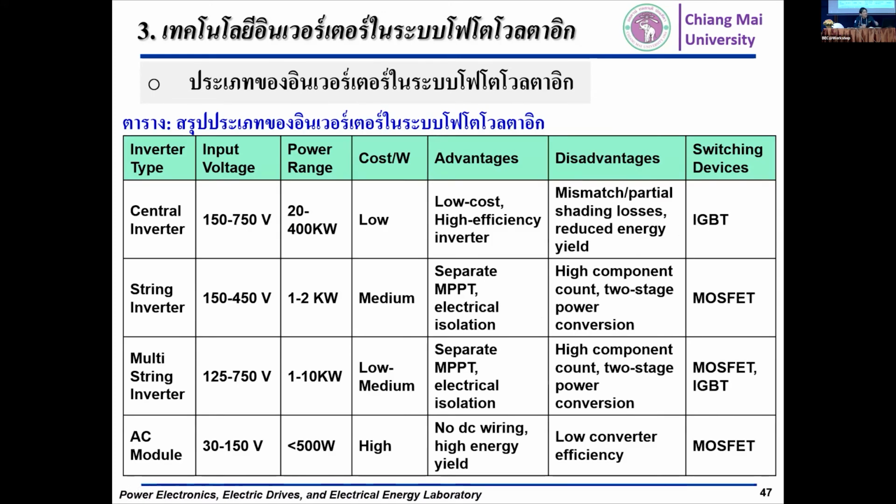Okay, this table shows you the detail, a summary of the properties of inverters for the PV application. Of course, for the type of the inverter, there are four common types: the central inverter, string inverter, multi-string inverter, and AC module. You can select based on the voltage of the PV panels in series and parallel to get the power level. You can select the power level, the cost, and control: low, medium, high, and advanced, and the average and different and the high of the switch application in the inverter.